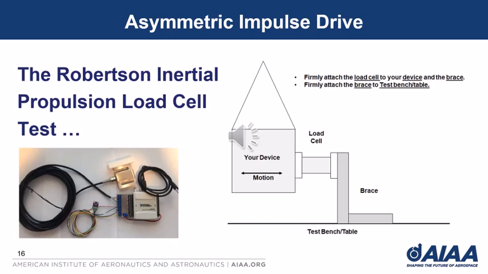To achieve the load cell results, we use the Robertson inertial propulsion load cell test. Shown at the lower left is the hardware we used, the data acquisition, and to the right we used the setup shown here. The engine was suspended, mounted to a load cell. The load cell was firmly mounted to the brace, which is mounted to the test bench or table.